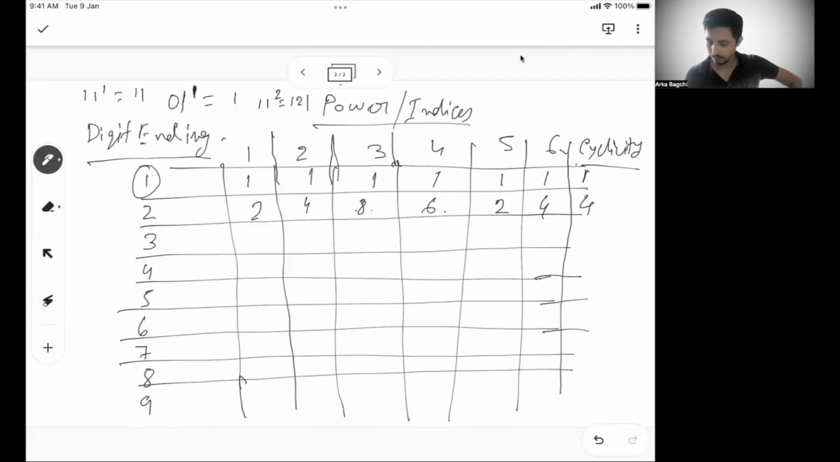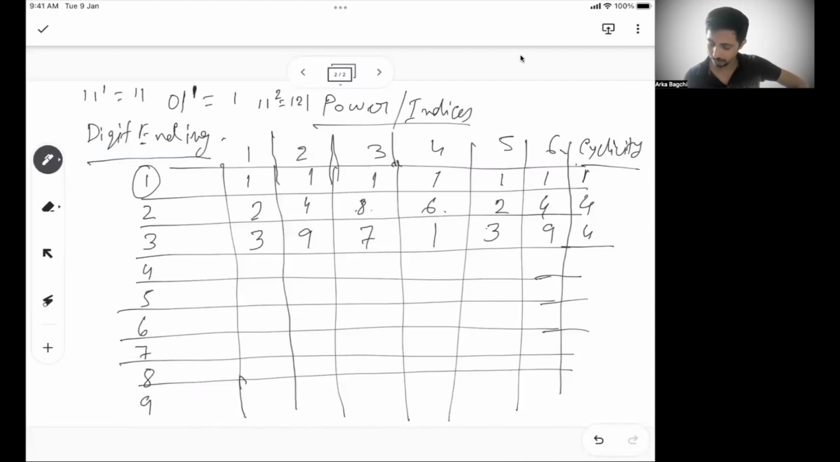Now for 3, 3 to the power 1 is 3. 3 squared is 9, 3 cube is 27, 3 to the power 4 is 81, 3 to the power 5 is again 243. Again 3 to the power 6 is 729, again 9. So if you see, again after a gap of 4 numbers, 3 to the power 1, 3 to the power 5, 3 to the power 9, everything is same. 3 to the power 2, 3 to the power 6, 3 to the power 10 will be same. 3 to the power 3, 3 to the power 7, 3 to the power 11 will all be same. So that way we can say it also has a cyclicity of 4.